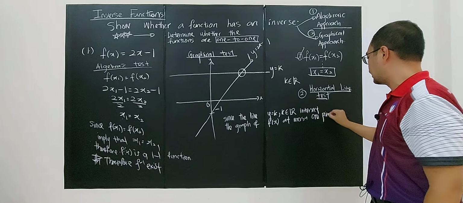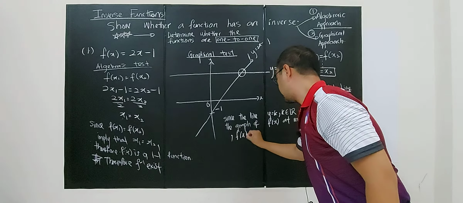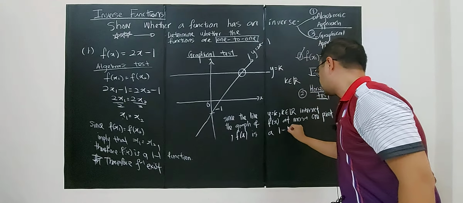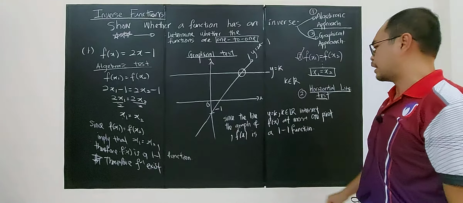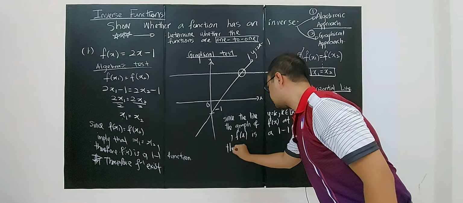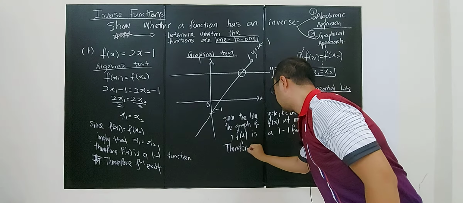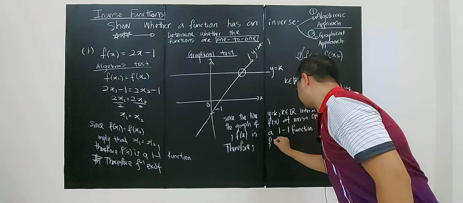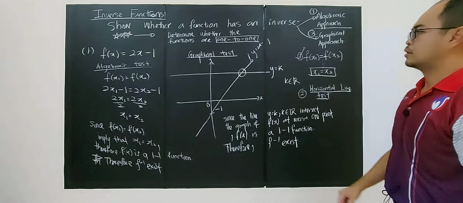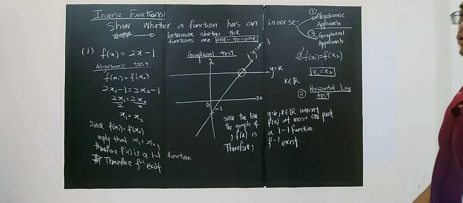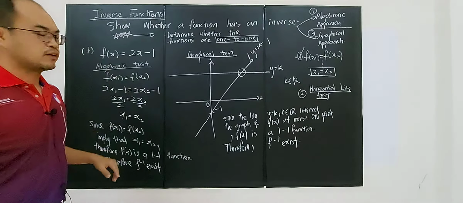This means that f(x) is a one-to-one function. Therefore, f inverse exists, or we say the inverse of f exists. Okay, as simple as that. So this is for the graphical test, and now the algebraic test for a one-to-one function. So I'm going to explain.